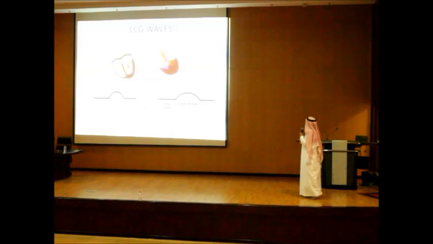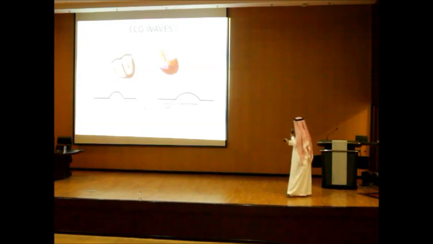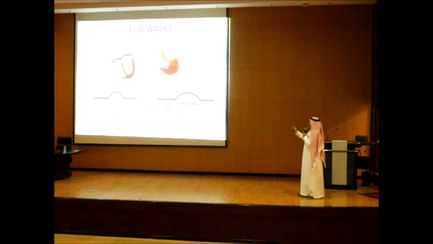Okay, so in the ECG wave, we have atrial contraction, and then we have the PR interval from the beginning of the P wave to the R wave. Then we have the QRS complex, then we have the ST segment, and then we have the T wave. So these are the segments of each cardiac heartbeat.